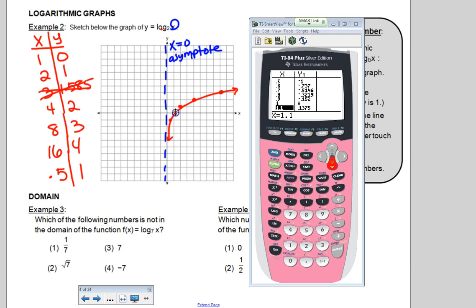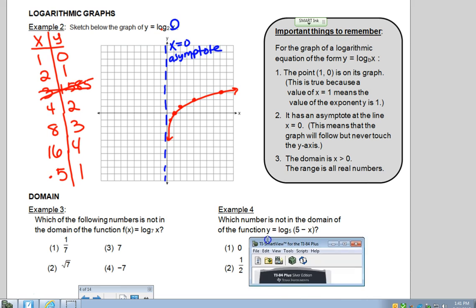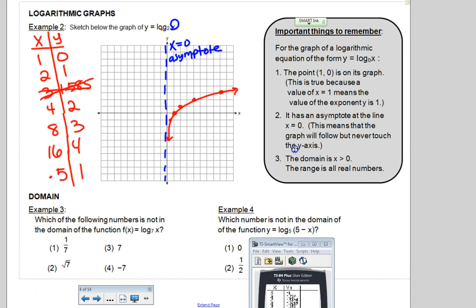So going to our gray box, we have a couple also neat things. The point 1, 0 will always be on a regular graph of a basic log, because that means that, if I write that in there, log base 2, the x value is 1 is 0. That means that if you have a 2 base and you raise it to a 0 power, you always get 1. So 1, 0 will always be on a basic graph.